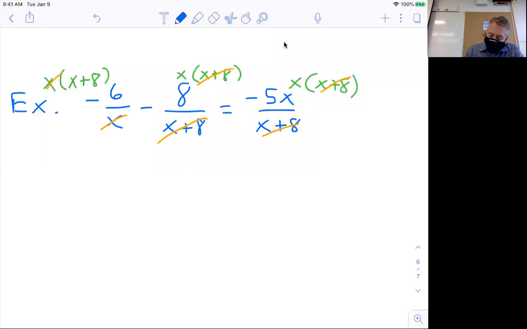So what we're left with is, don't forget that -6 we're going to distribute. So that's going to give us -6x minus 48. Okay, -6 times 8 is minus 48. And then in the middle, I have -8x. And on the right side, I have -5x squared.